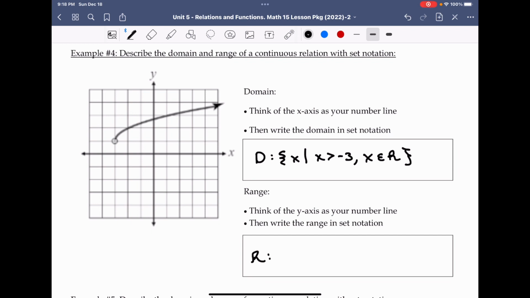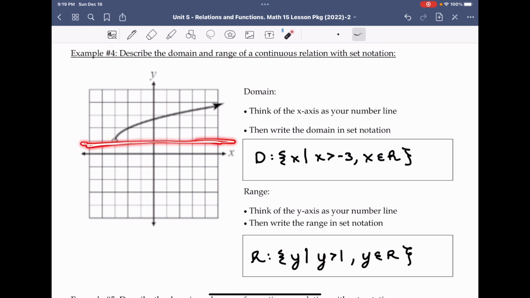Range, R colon, curly bracket y such that, now what's our minimum y value? It occurs here, which is at +1. So if we're at a lowest point of +1 and there's a hollow dot, it means y has to strictly be greater than 1. But then we know once it's past 1, it can be infinity because it keeps going up and up and up. So we're going to say that y can be an element of the reals only if it passes y equal to 1. Or more specifically, once the graph gets past this minimum value where it's not included, it can be any number in that plane.